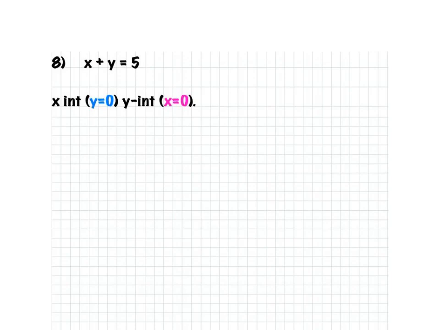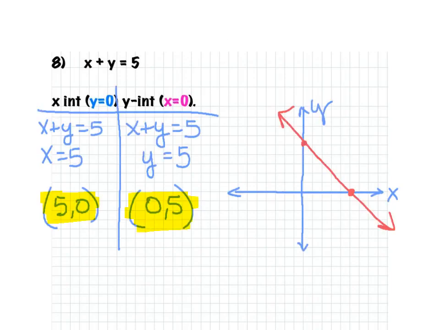Okay. Number 8, do on your own, please. Pause the video now. Okay, so the x-intercept is 5, 0, the y-intercept is 0, 5, and that's a picture of your equation.